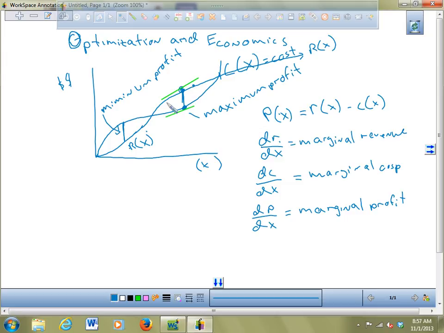Well, just worry about this, okay? That when dR/dx is equal to dC/dx, that's where you're going to have your maximum profit, okay? But also over here, you're also going to have your maximum loss, right? So you want to make sure that you're at the profit part and not your loss part.